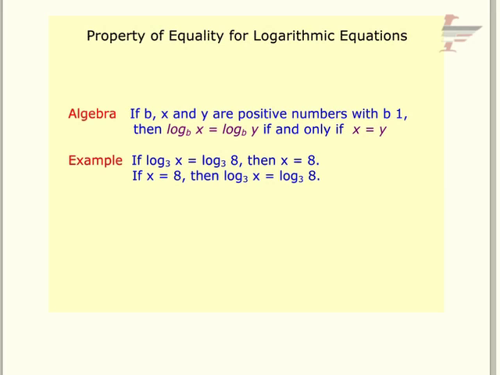Okay, the last section from 7.6, and the first video you watched was solving exponential equations. This one is solving logarithmic equations.